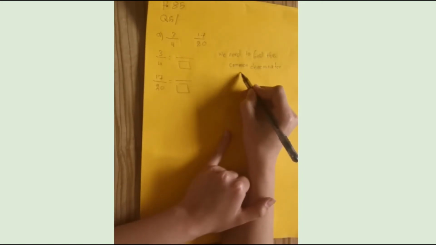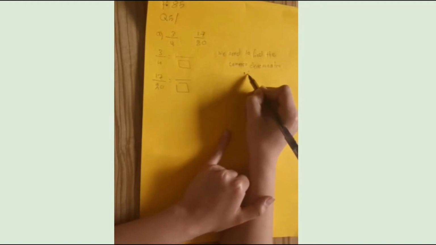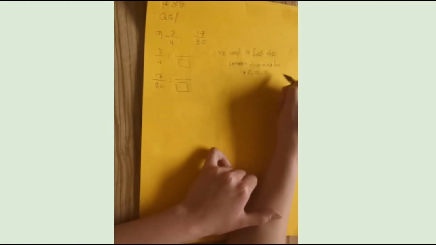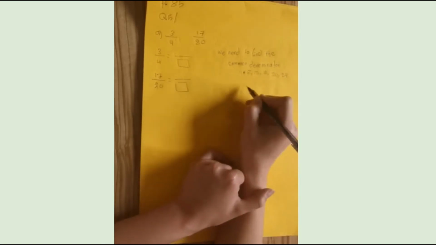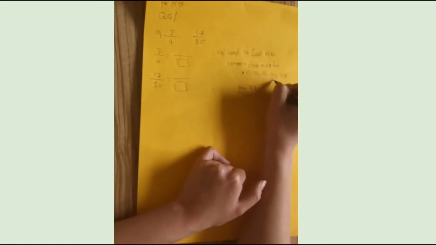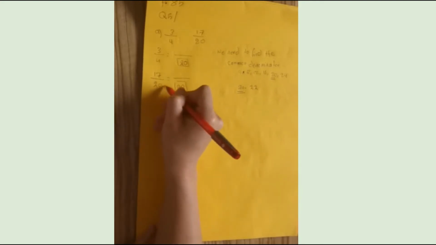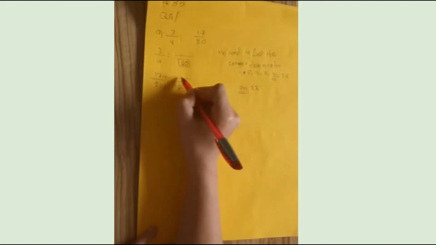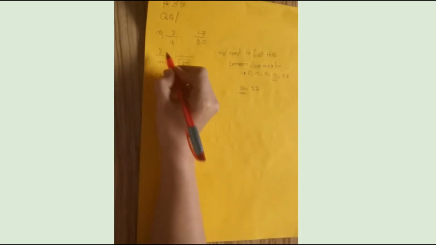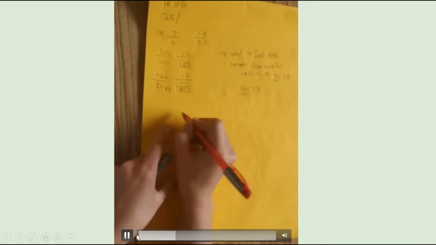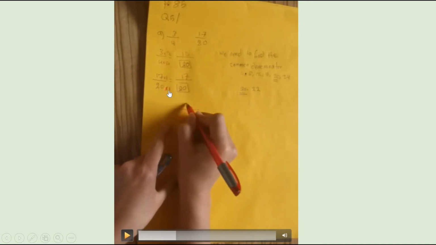And in order to do that, we should write the multiples of both 4 and 20. We have 4, 8, 12, 16, 20, and 24, and also the multiples of 20. We already have a common denominator, which is 20. 20 times 1 is 20, and 17 times 1 is still 17.